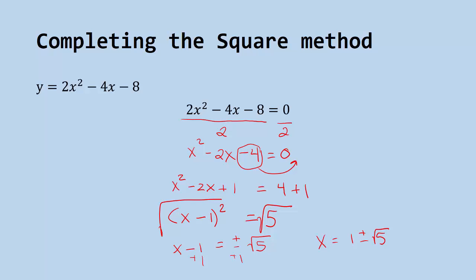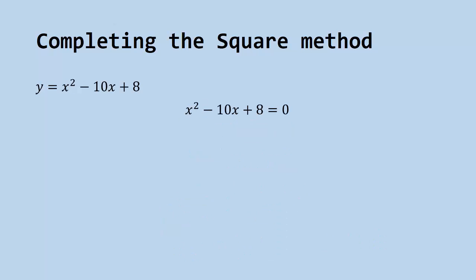This could be left because this is an exact answer. If you're asked for a decimal, you could then calculate. You will have your two answers, 1 plus the square root of 5, and then 1 minus the square root of 5. Let's complete another example.